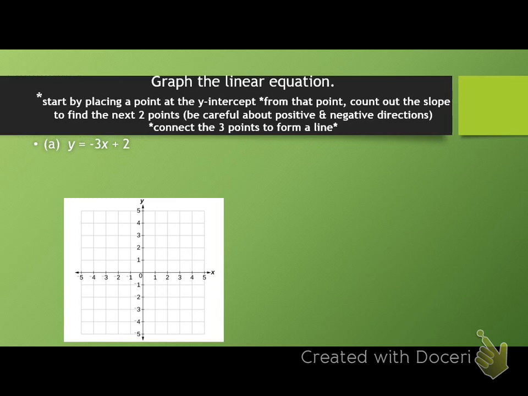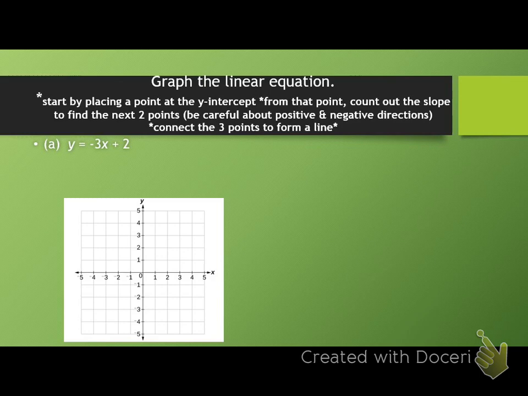Remember, we're trying to find quicker ways to graph lines so that we are not having to create an X and a Y chart every time. Will an X and a Y chart work every time? Yes, absolutely. But if we can avoid taking all that time, that's what we want to do. So if a problem is in slope-intercept form, we would start by placing a point at the y-intercept.